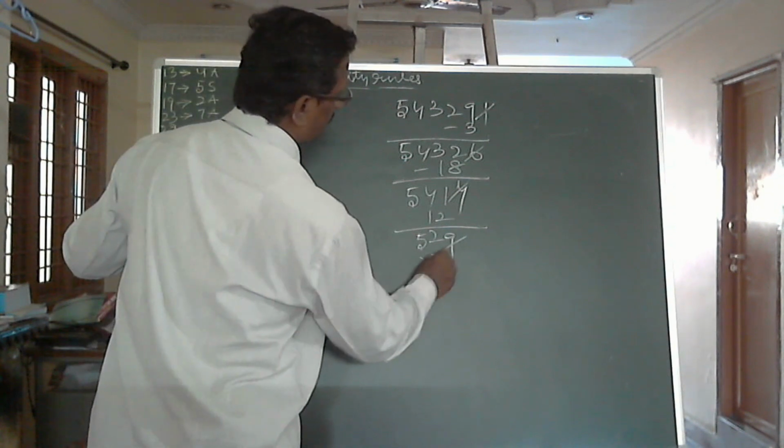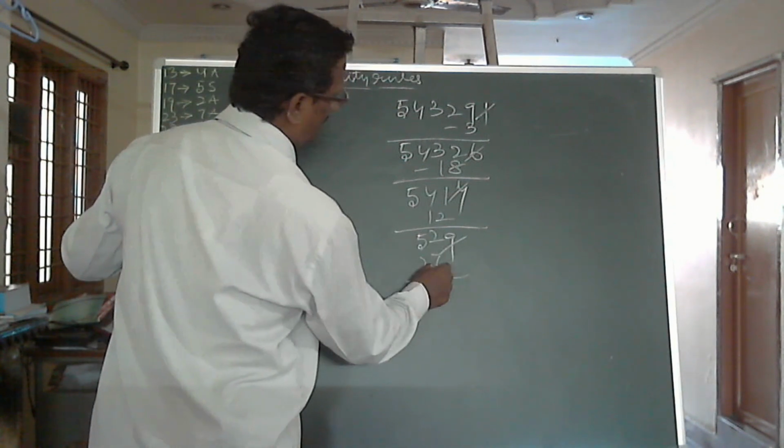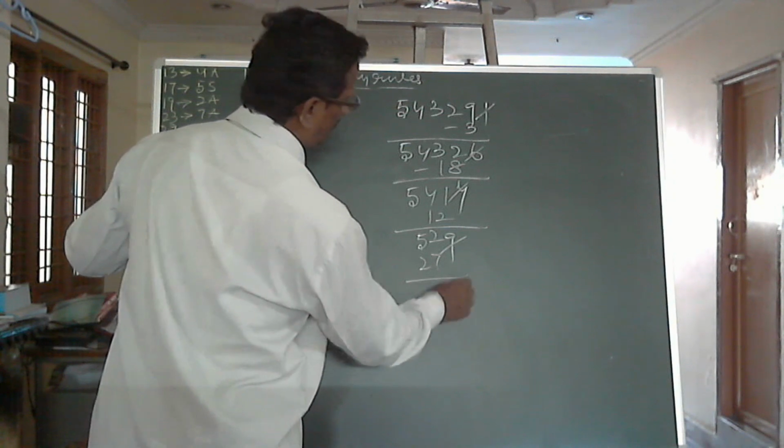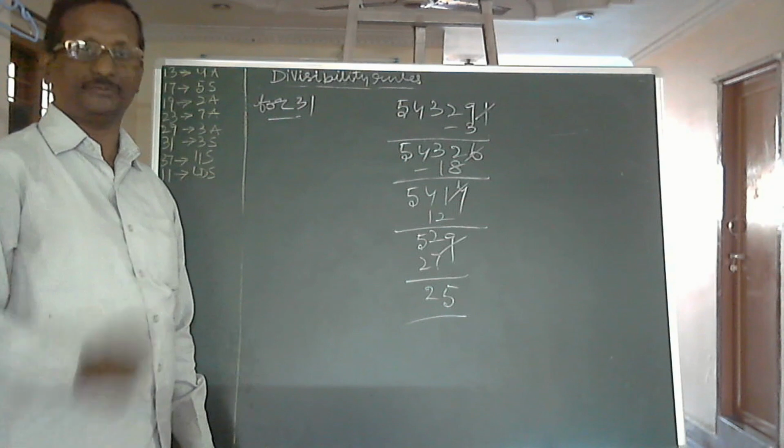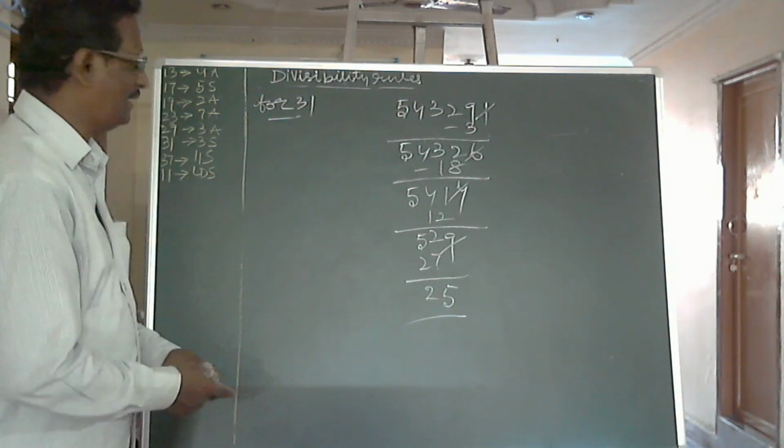9 times 3 is 27. 12 minus 7 is equal to 5. 4 minus 2 is equal to 2. It's 25. It's not divisible by 31. Therefore, the number is also not divisible by 31.